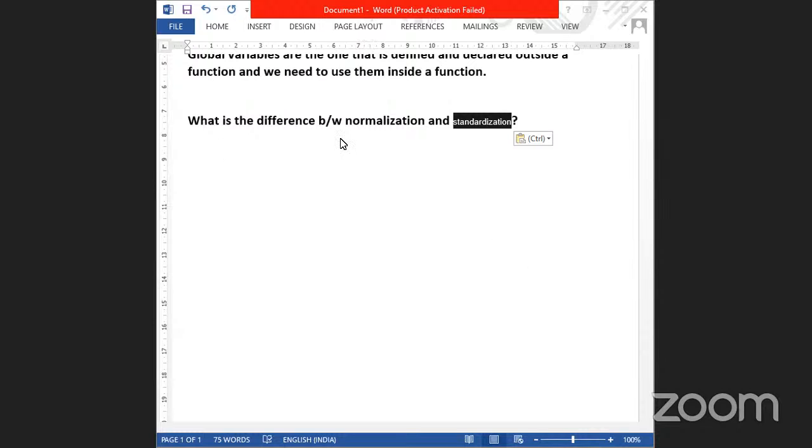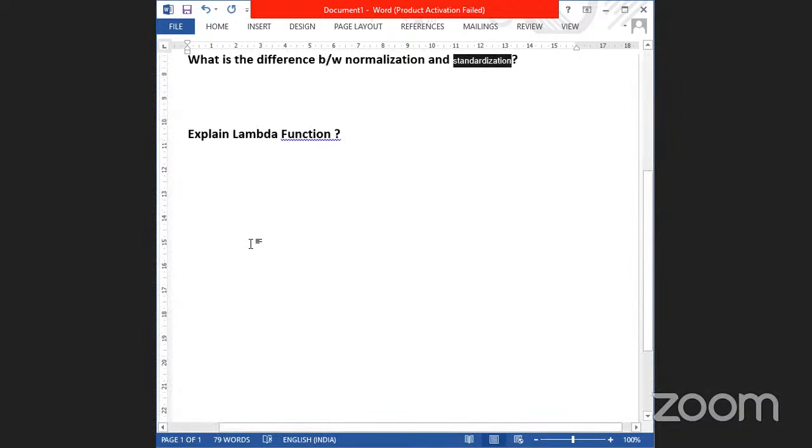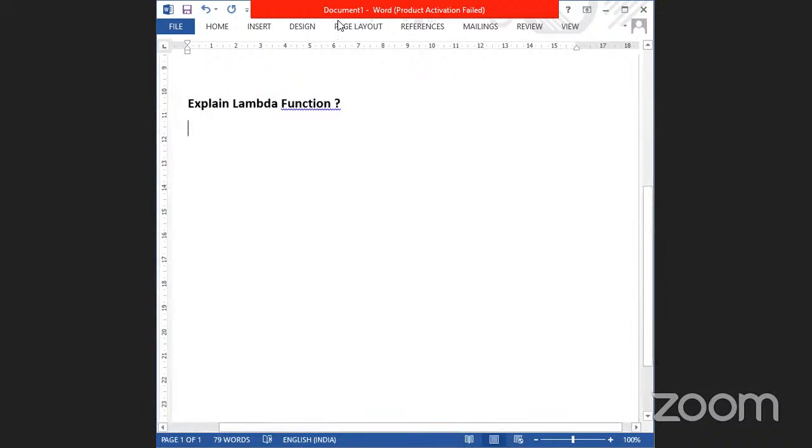So this is the difference between normalization and standardization. Okay, there was a question about lambda. Can you explain the lambda function? The next question is: explain the lambda function. Okay, so this is our next question. Please write your answer in the chat window.